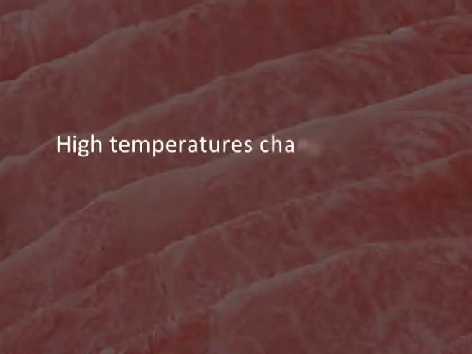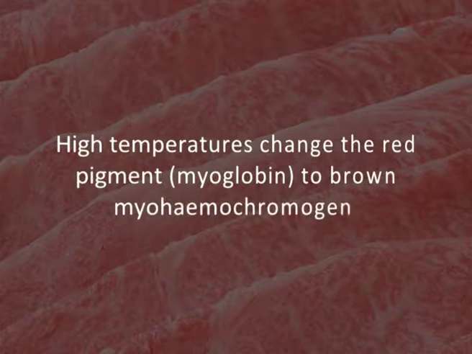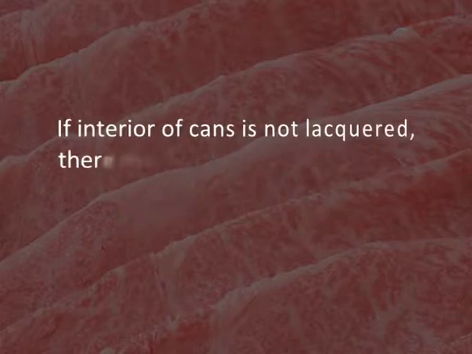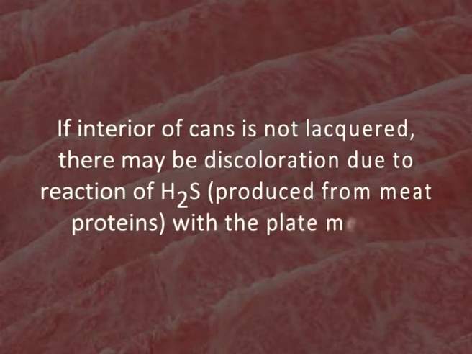The color of canned meats will also tend to resemble that of the cooked commodity, since the high temperatures will change the red pigment, that's myoglobin, to brown myohemochromogen. If the interior of the cans is not lacquered, there may be discoloration due to the reaction of H2S produced from the meat proteins with the plate metals. In order to comply with above aspects, a compromise has to be reached in order to keep the heat sterilization intensive enough for the microbial safety of the products and as moderate as possible for product quality reasons.